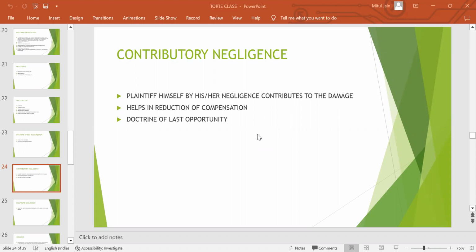Now, an example of last opportunity. I just give you an example. ठीक है, doctrine of last opportunity का example, ठीक है. So suppose there is a train that's coming and you, instead of stopping your bus or stopping your vehicle, cross the, what do you call it, railway crossing.